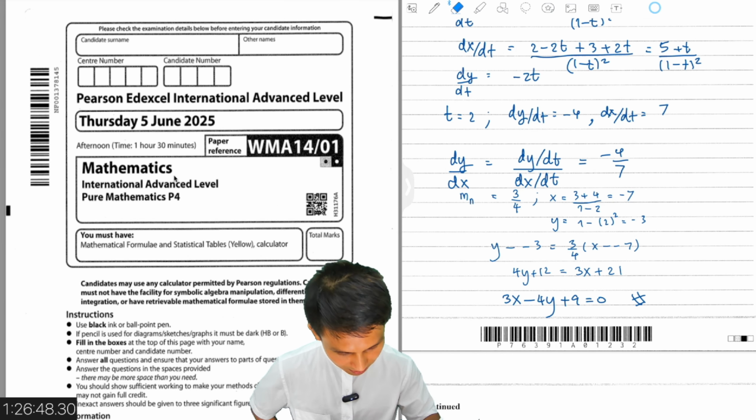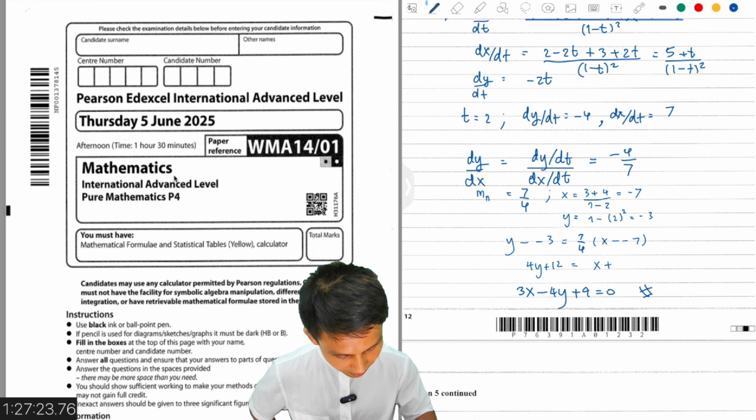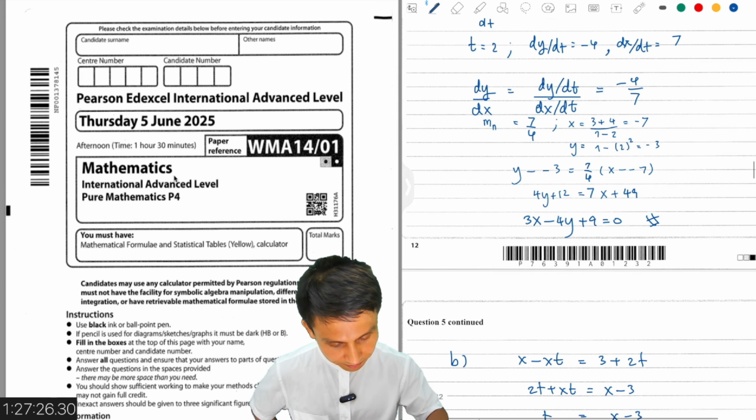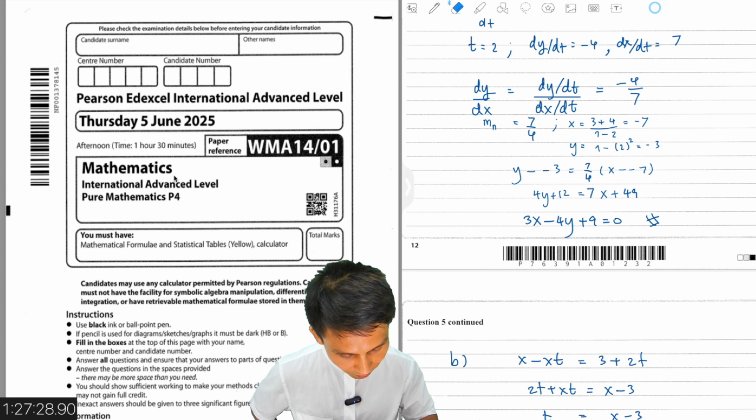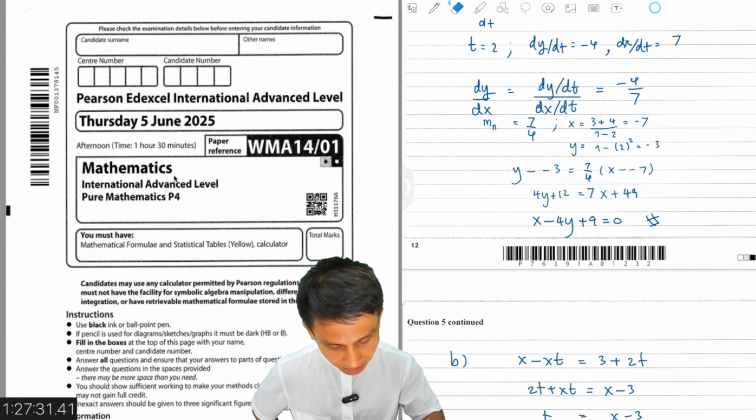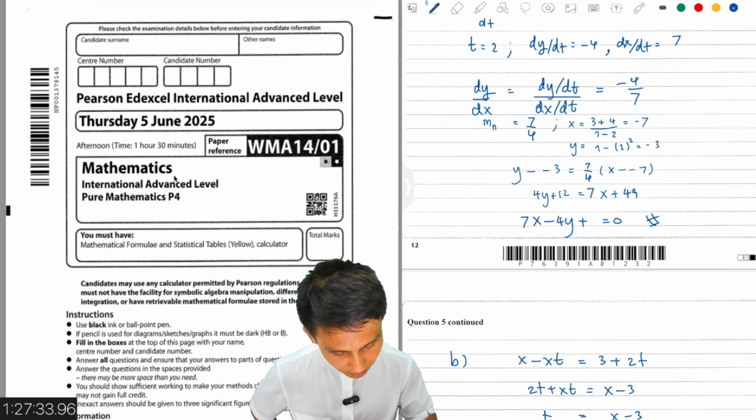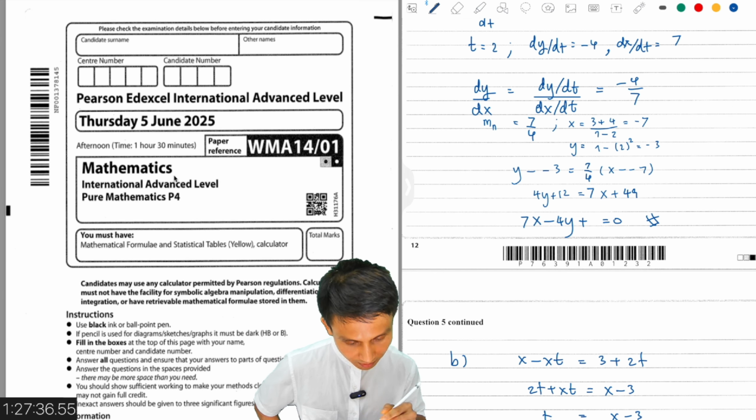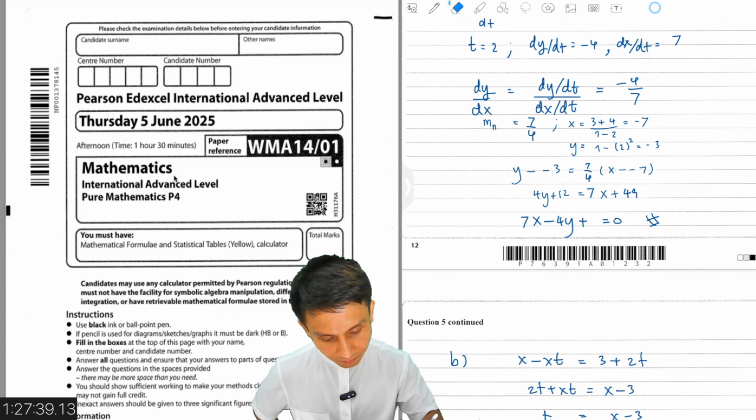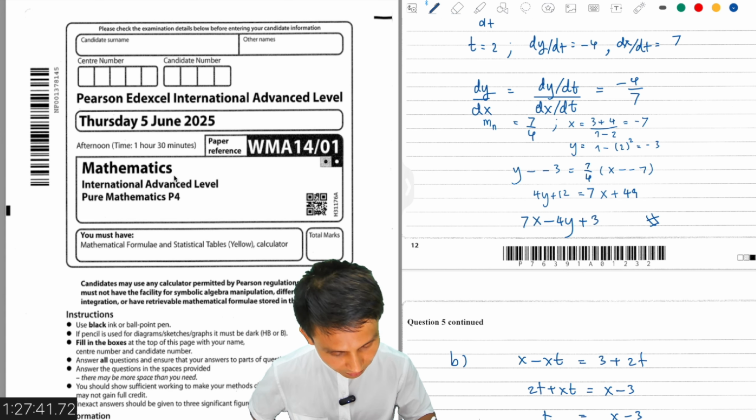Okay, so the gradient is instead, wait, I didn't have a minus there. Okay, so the mn here is just 7 over 4. This is then 7 over 4, right? So what do I need to multiply? I still multiply 4 in, but this one I get 7 and 49. 7 and 49, yeah? So this will become what? This is 7x, right? And 12 subtracting 49, I get 37 equals 0.